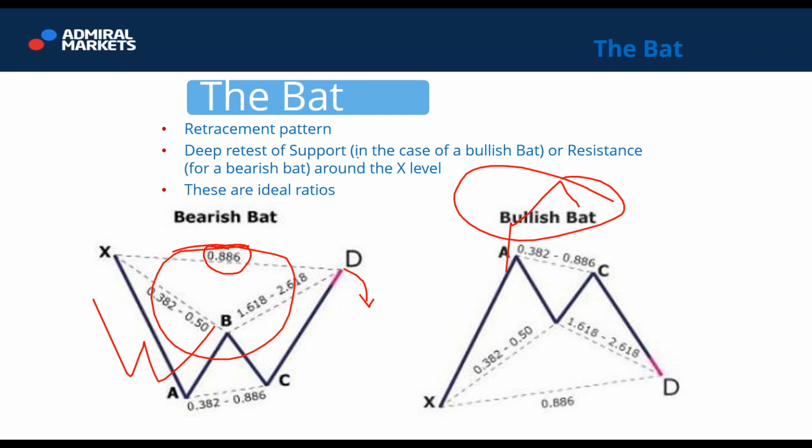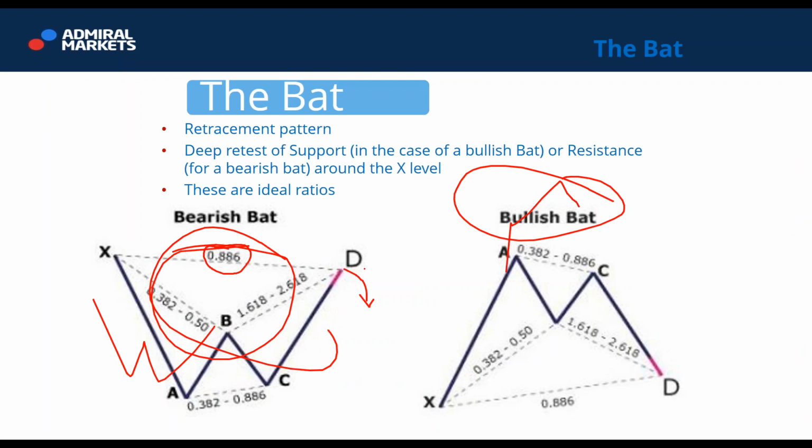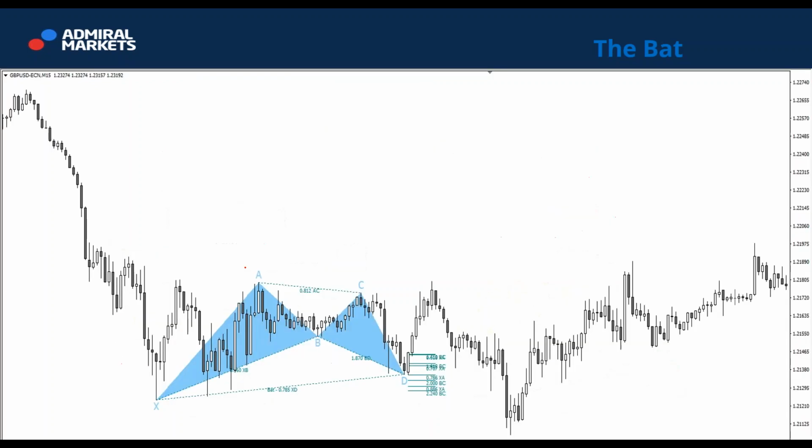Some indicators will tell you this is a deeper bat, a deep retracement bat. Just watch these ratios. If the ratio between X and B is 0.382 to 0.5 and every other ratio is respected, it's good. It does not need to be perfect, 0.886, but if it is, the better, guys. So see here, from this point to this point, we have 0.886. So this is, guys, a bullish bat.